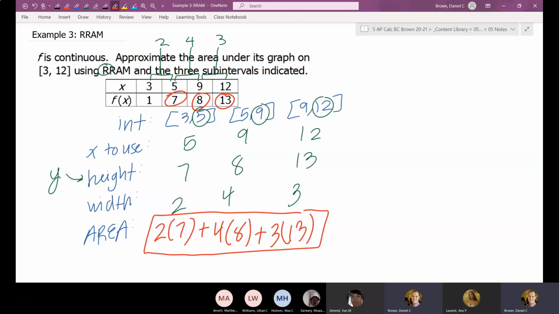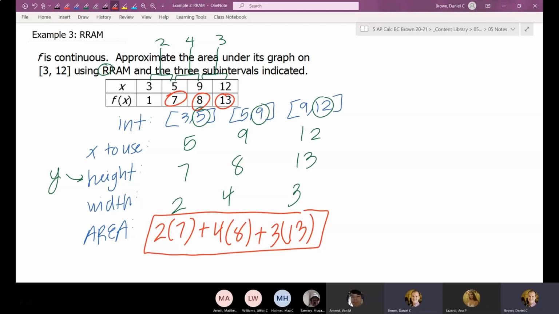So there's my work for that one. We have 3 rectangles, 3 sub-intervals. We have one rectangle from 3 to 5, another from 5 to 9, and then 9 to 12. With this particular table, we would not be able to do MRAM because we don't know those middle x values, but we could do an RRAM, an LRAM, or technically a TSAM.